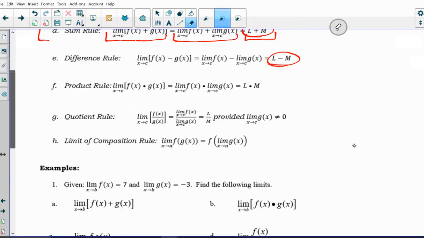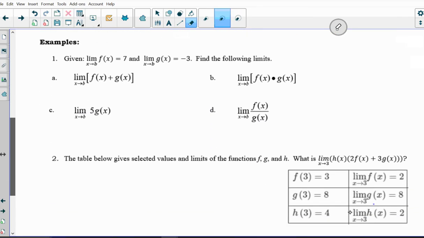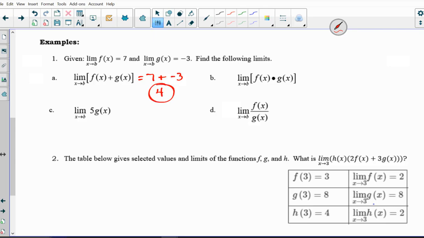Okay, let's try one so you can see that these are not scary. Letter A, limit as x approaches b of f of x plus g of x. Evaluate them individually. What is the limit as x approaches b of f of x? 7. Plus, what is the limit as x approaches b of g of x? 4. And you are done. Do you see what I mean? They are not hard. Don't make them hard. Try B, C, and D.